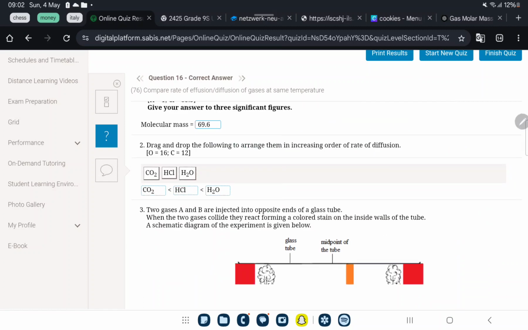Last, the one before part 2, in increasing order of rate of diffusion. So the more it goes, the lighter it gets. CO2, C is 12 plus 32, it's 44. HCl, we already got it, 36.5. H2O, at this point, don't be stupid, know it by now, it's 18. Which one is the heaviest? Put it in the beginning, then 36.5, and then 18.